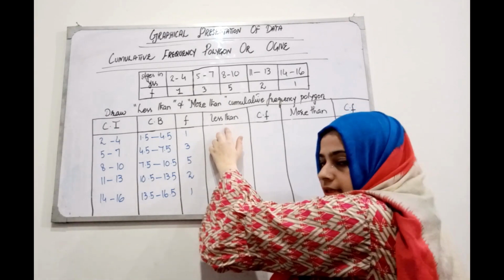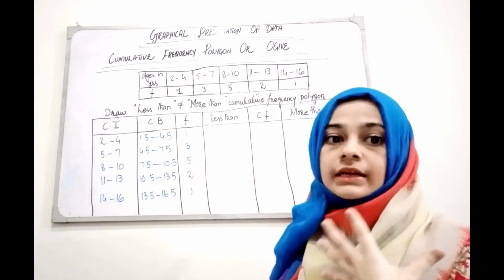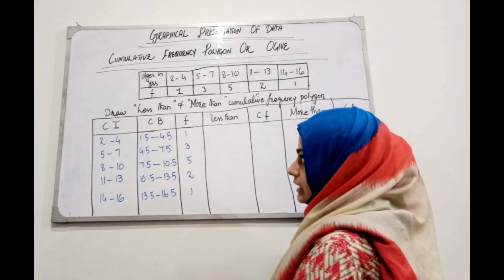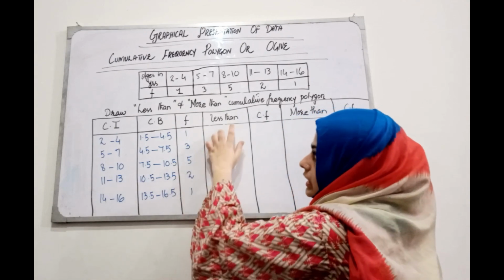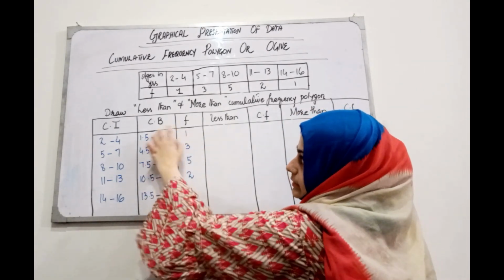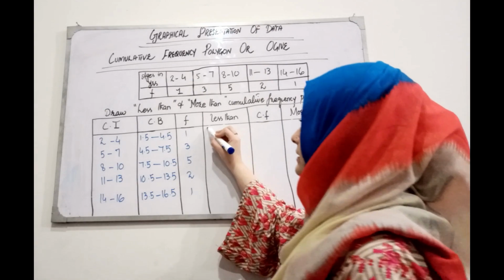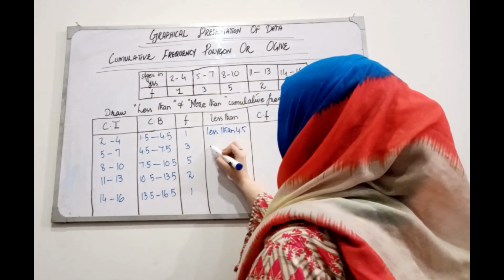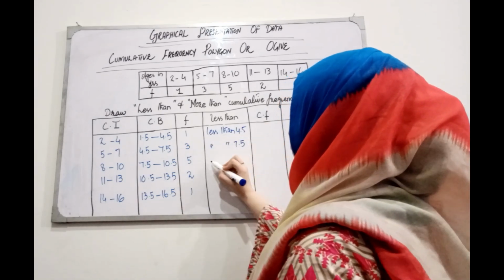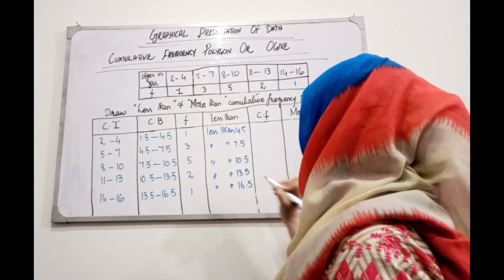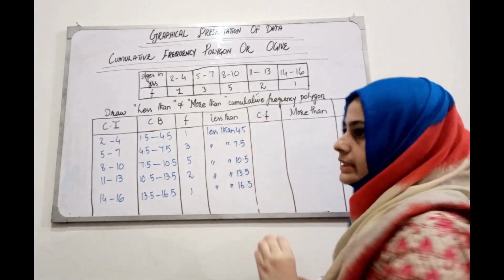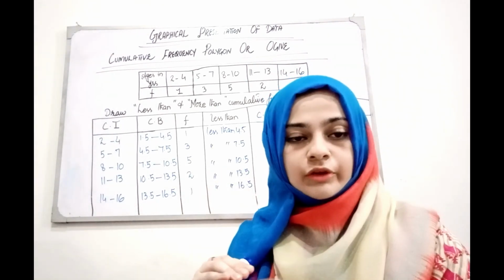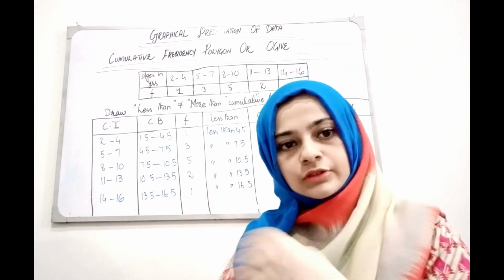For the less than type, we will take less than the upper class limit. The upper class limit we will take from the class boundary, like less than 4.5, less than 7.5, less than 16.5. And you all know that the cumulative frequency is obtained by carrying the frequency down into the next class, adding that, and carrying the cumulative frequency into the next class, adding that, and so on.